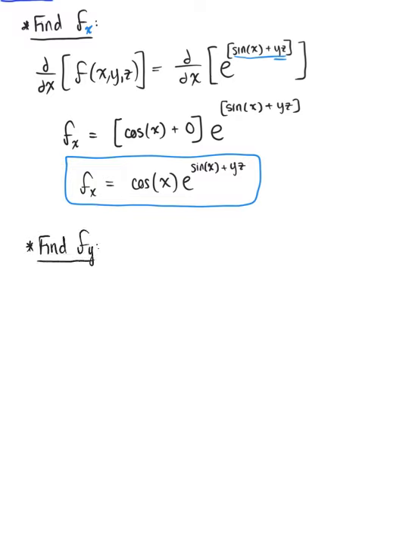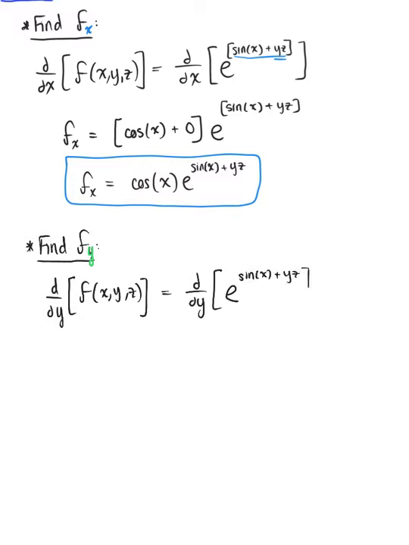So as always, it is essential to keep in mind, what am I differentiating with respect to? Well, here we are differentiating with respect to y. So we are going to treat x and z like real numbers. So differentiating this original function with respect to y. So we have the d dy of our original function, that was the natural exponential, raised to the sine of x plus y, z. So we have the partial derivative of the function with respect to y.